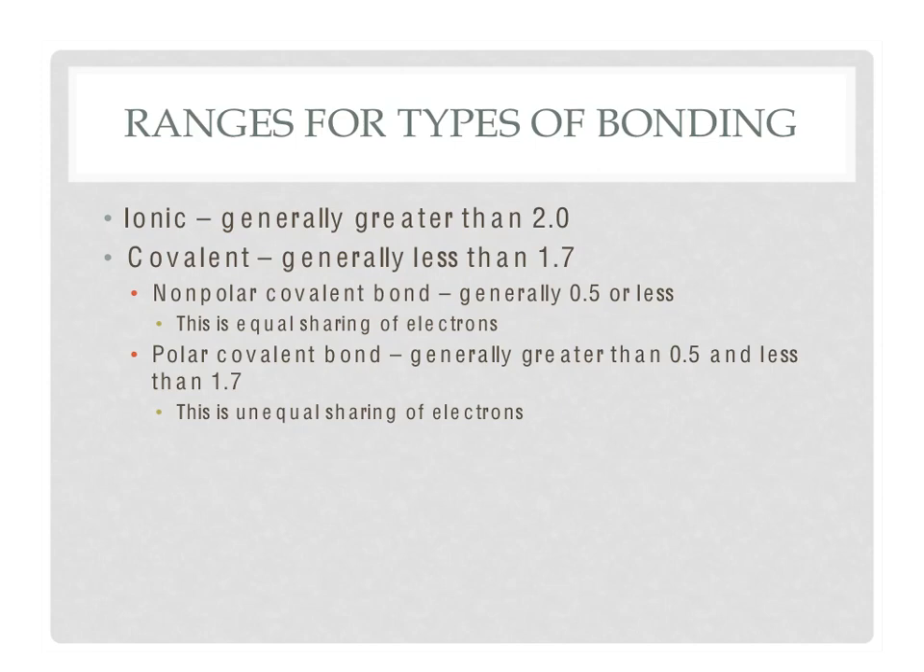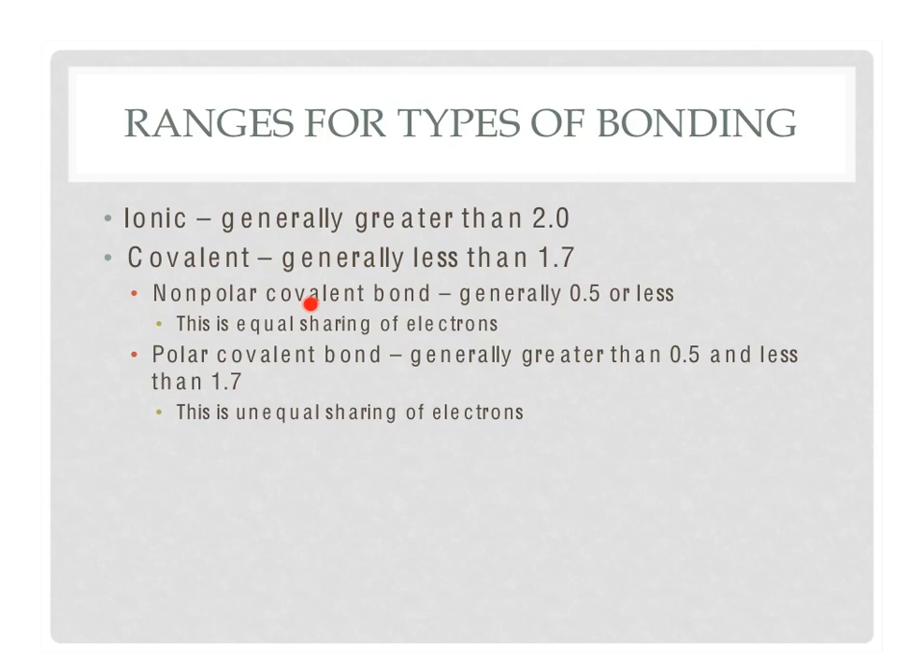So for ionic bonding, we generally have a range that is greater than 2.0. So the electronegativity difference range is greater than 2.0, while covalent is generally less than 1.7. Between covalent, we have two types of covalent bond. We have a non-polar covalent bond and a polar covalent bond.